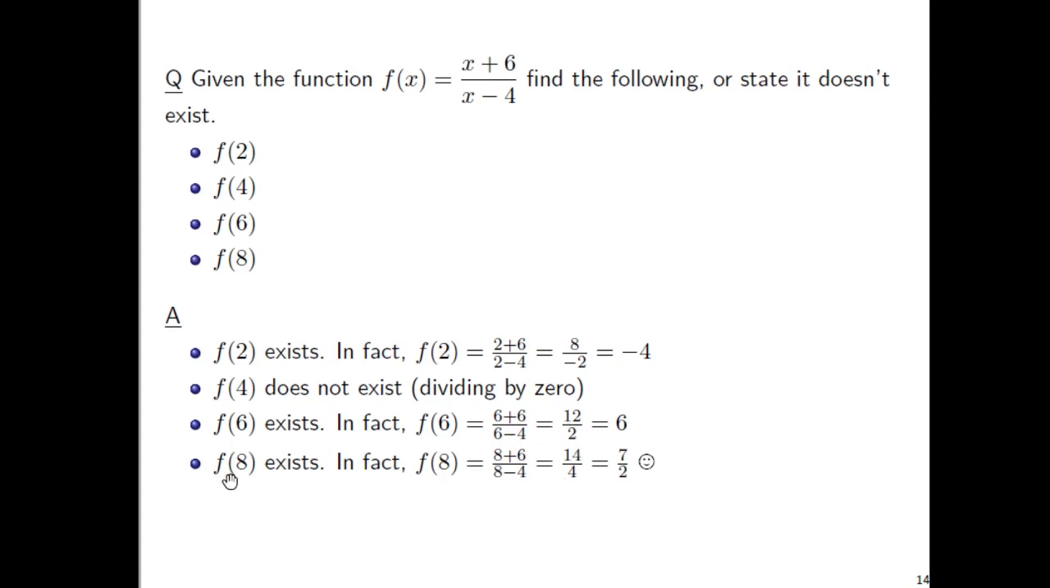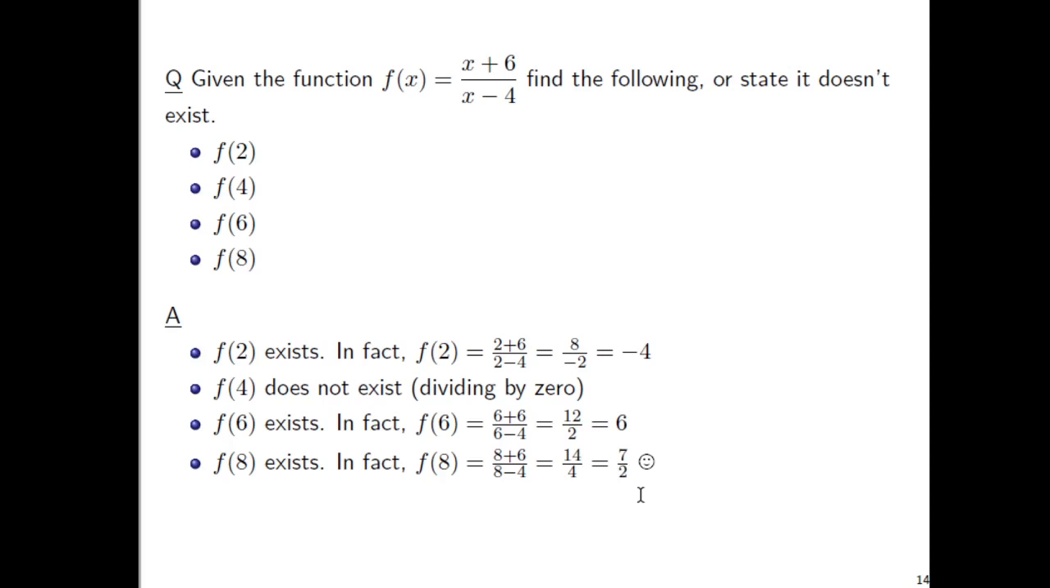And finally, f of 8 exists. f of 8 is 8 plus 6 over 8 minus 4. So in other words, 14 over 4. And there's a times 2 on top and bottom that we can cancel. Remember, in a fraction, you can only cancel a common factor on top and bottom. And so we'll end up with 7 over 2 as our final answer for f of 8.